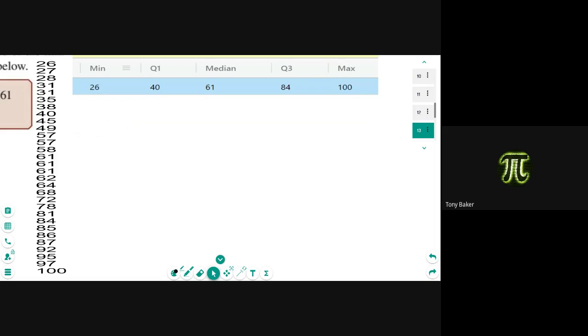Yes. For Q3, I got 85. I might have just counted wrong when I was counting down from here. Probably. So let's see. 75% of 30 is 22.5, so the 23rd number. Yeah, it is 84. So 22.5, you're taking the 23rd number.